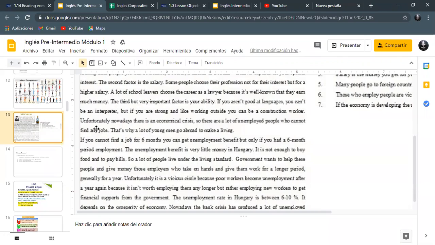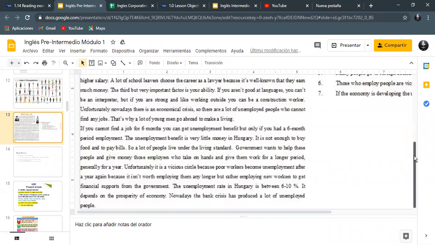Unfortunately, nowadays there is an economical crisis. So there are a lot of unemployed people who cannot find any jobs. That's why a lot of young men go abroad to make a living.